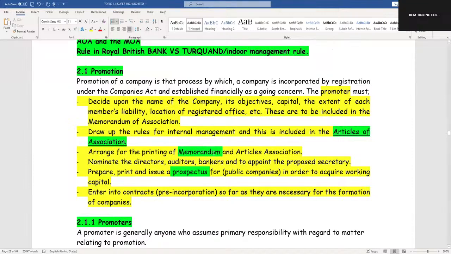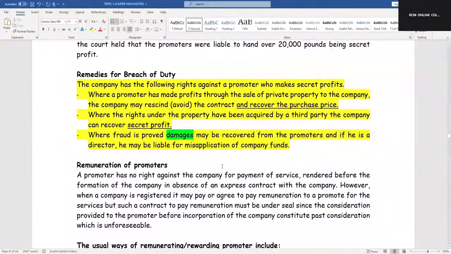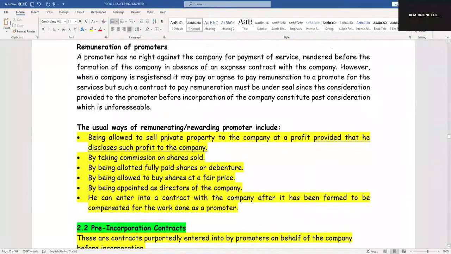But ideally, companies can voluntarily remunerate the promoter in a number of ways. Number one, they can allow him to sell a property or an asset to the company. But there's a rider to this, which you've already been told: he must disclose any profit made on the sale of such assets. Failure to do so, they will be taken to be secret profits, and it means he would have failed in his duty of utmost good faith or acting in the best interest of the company. So he can be allowed to sell assets and, of course, get something.